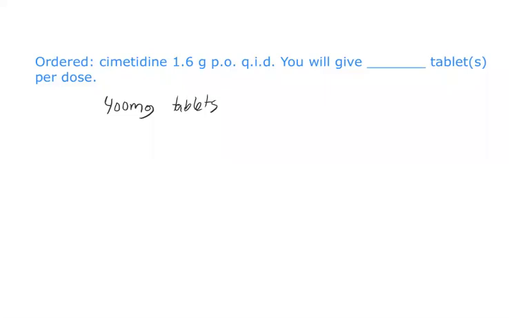Now, if you're quick on your feet, you can just automatically give the answer: it's 4. One of the things that's helpful if you're not seeing that right away is to remember that when you have your ordered and your available, they need to be in the same units. So you either need to convert milligrams to grams or grams to milligrams.